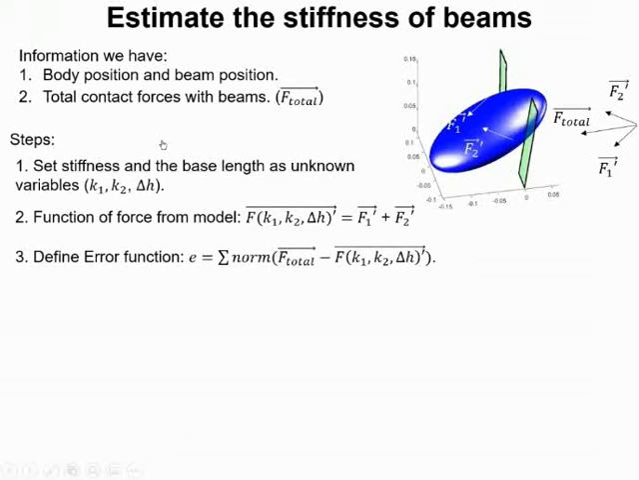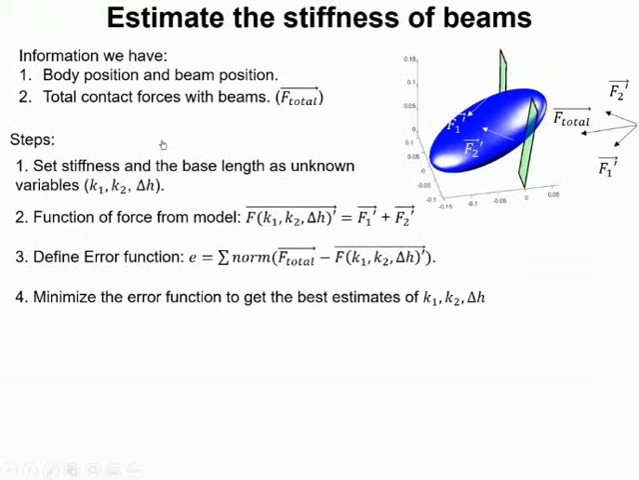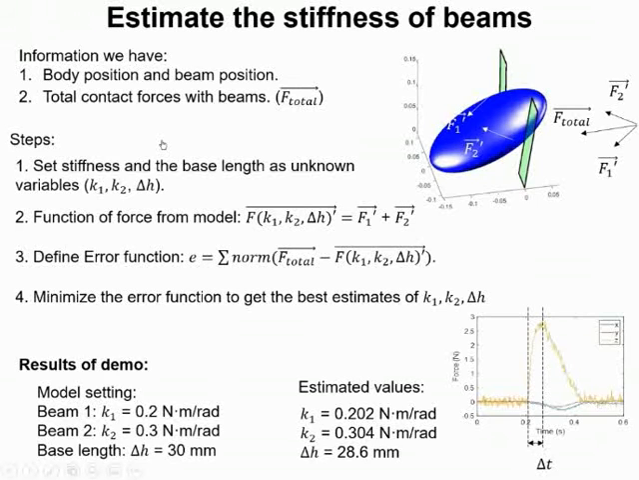Third, we define the error function to sum the mismatch between the measured forces and the modeled forces. At last, we minimize the error function to get the best estimates for these parameters of the model. For example, in the demo experiment, we solved the stiffness and delta H from the contact forces. And the solved values we can see here are very close to the real values.